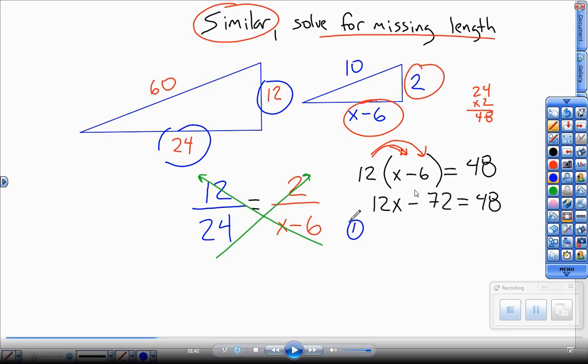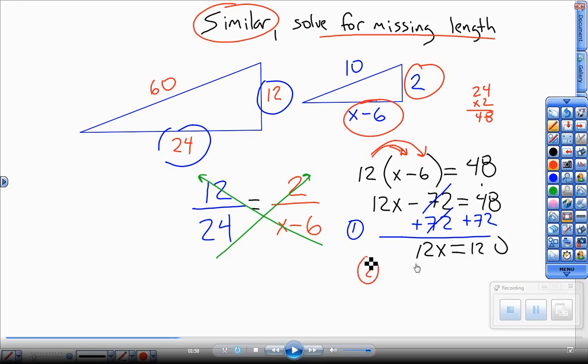First step, get rid of the plain number by doing the opposite. If this is minus 72, add 72 to both sides. Second step will involve dividing by this 12, getting rid of that 12 so I get x by itself. So to get this x by itself, first step, get rid of the plain number. Add or subtract it. Here I'm adding it to both sides. Make sure you do the same math to both sides. Bring down the 12x, bring down your equal straight down. Add these 2 numbers up, and that gives you 120.